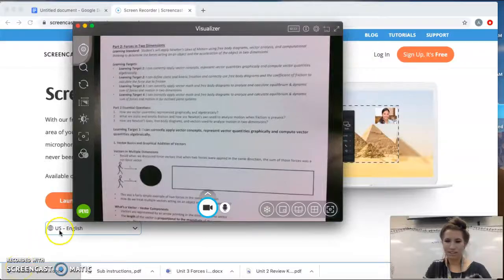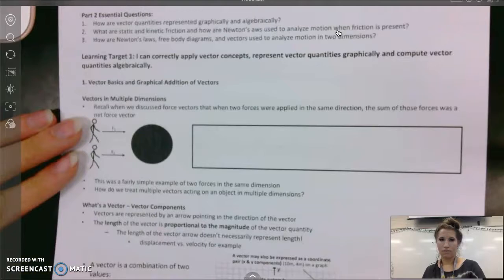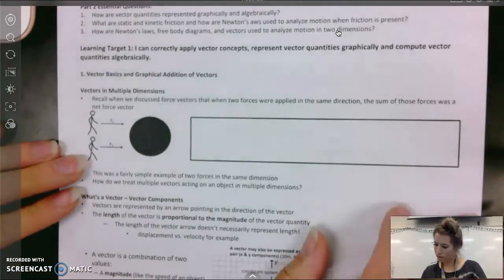Hi guys, new unit. So we're going to jump into our new notes. Okay, first part here, learning target number 1.